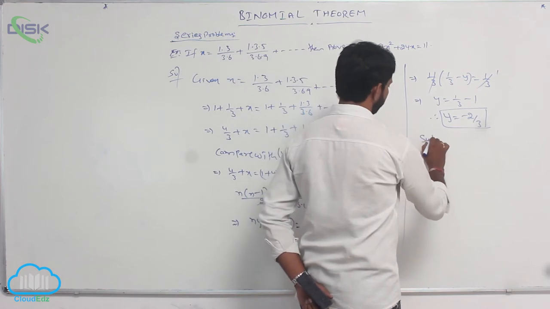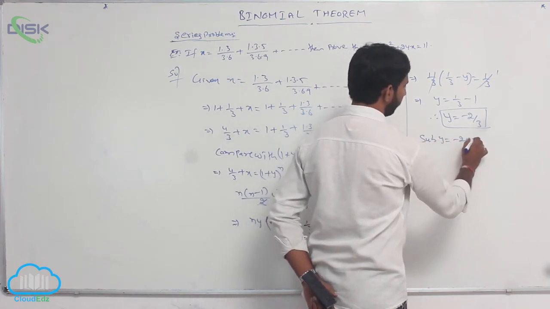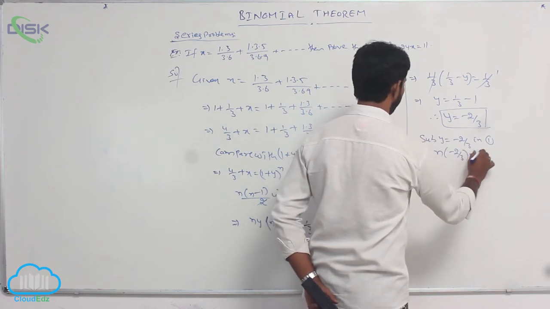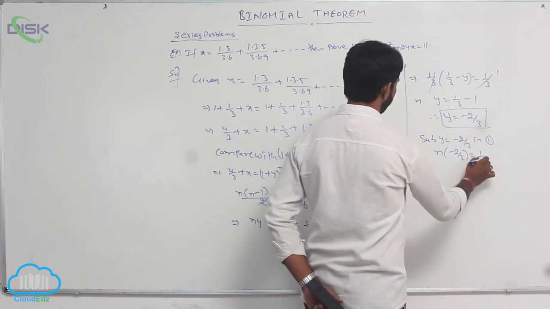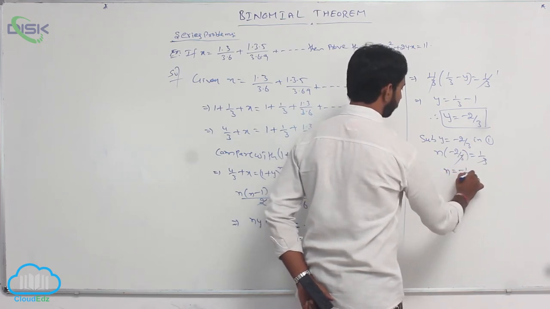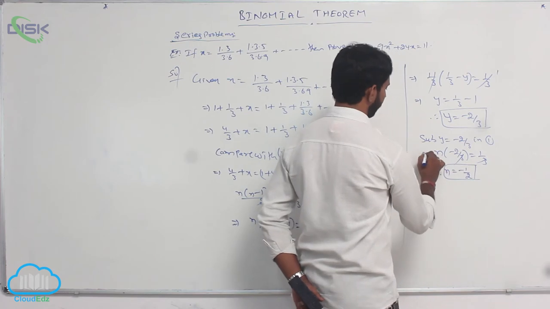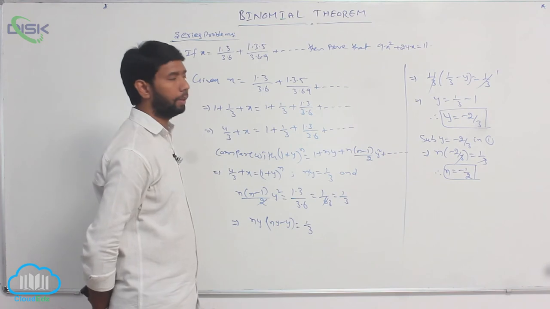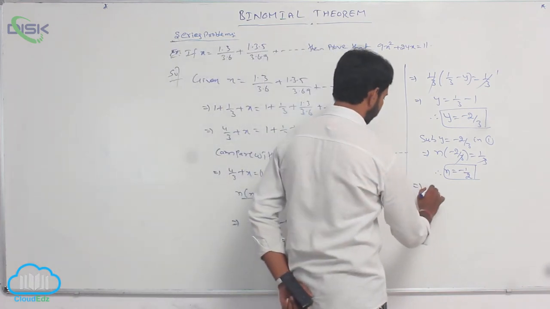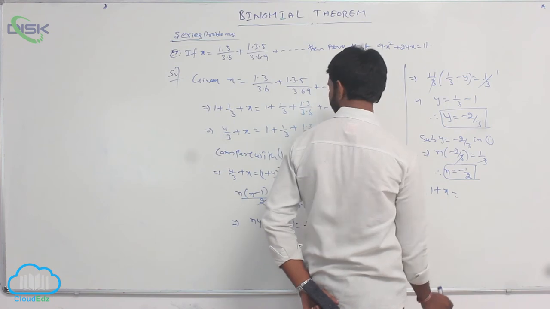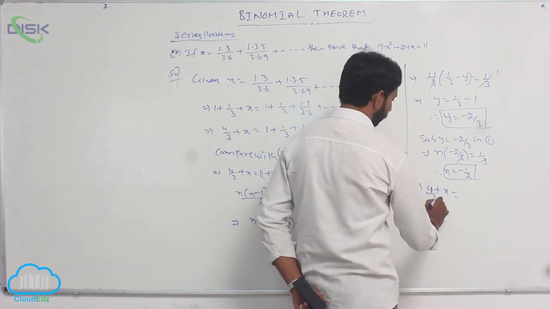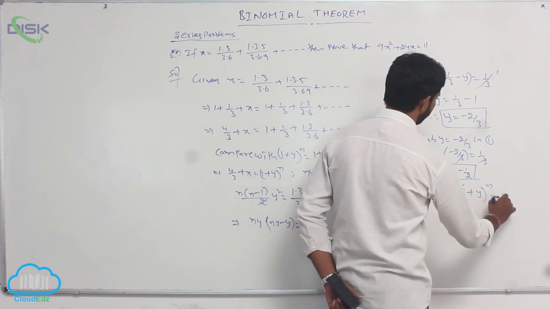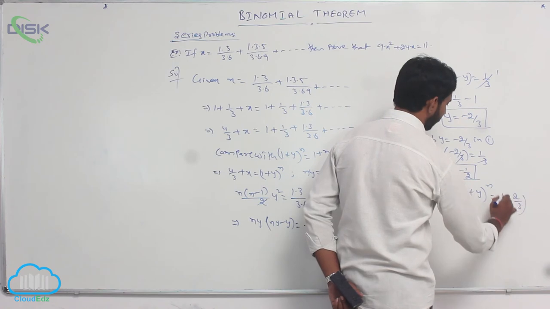Substitute y is equal to minus 2 by 3 in condition number 1. That is, n into minus 2 by 3 is equal to 1 by 3. Here 1 by 3, 1 by 3 gets cancelled, n is equal to minus 1 by 2. Here y is equal to minus 2 by 3 and n is equal to minus 1 by 2. That implies 4 by 3 plus x is equal to 1 plus y whole power n, is equal to 1 minus 2 by 3 whole power minus 1 by 2.